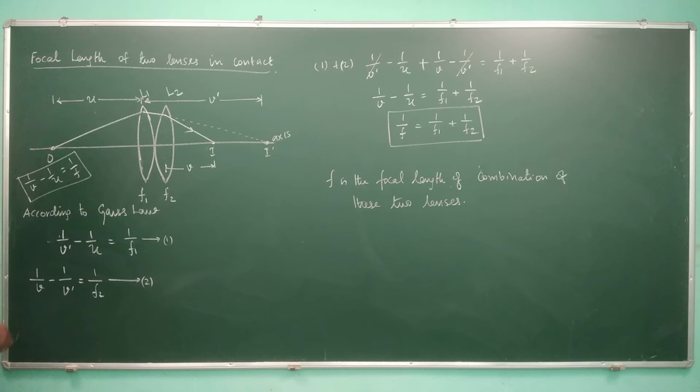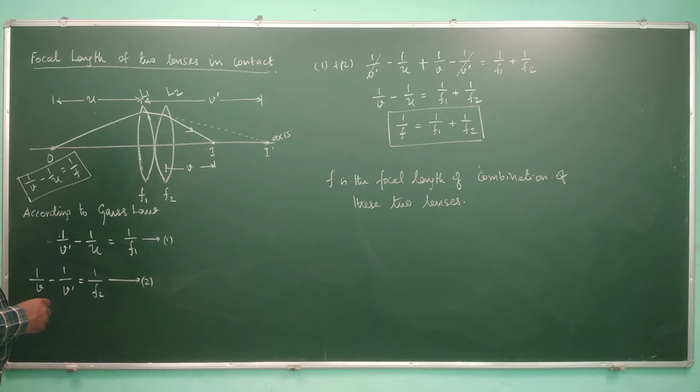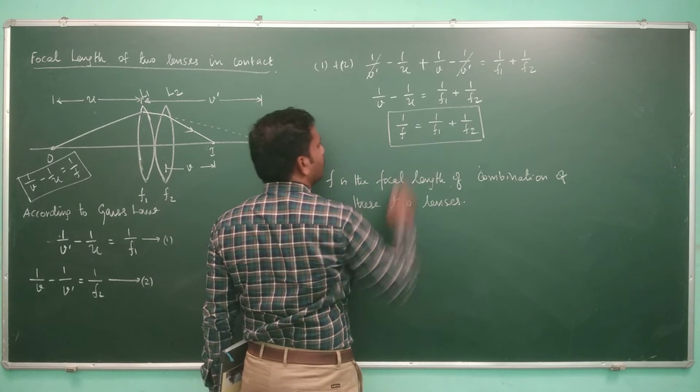Now apply the lens formula to the first lens and to the second lens, and you take the sum of these two and you will get the focal length of the combination. That we obtained: 1 by f is equal to 1 by f1 plus 1 by f2.